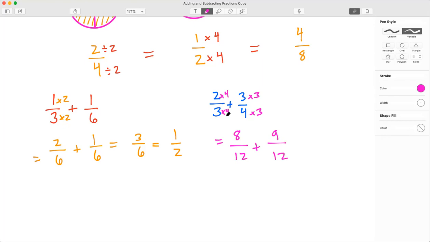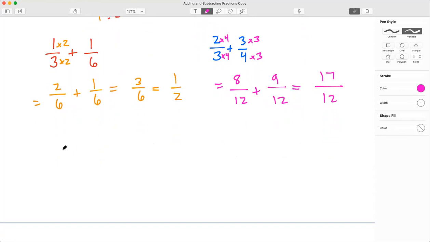But you see what that did? You can take the denominator of the other fraction, and multiply the numerator and denominator of your fraction by that denominator over here. You just have to look at this and stare at it for a while, and eventually you'll get it, I promise. All right, so 8 plus 9 is 17. And then you have the 12 staying on bottom. And this fraction cannot be reduced, so it is the answer.